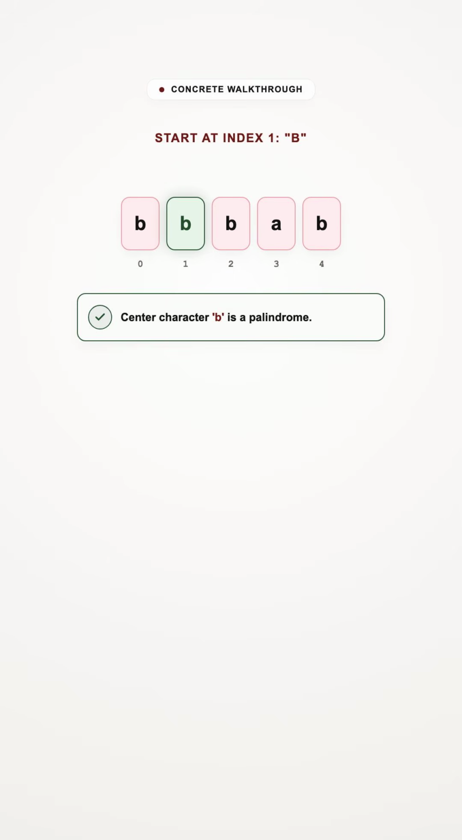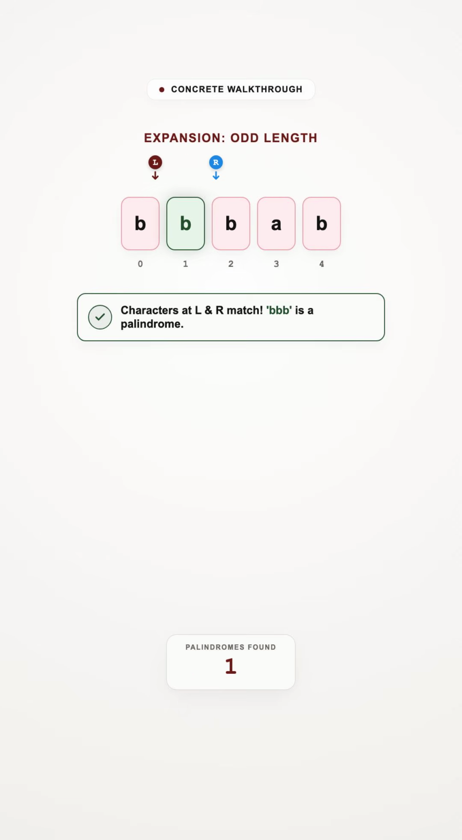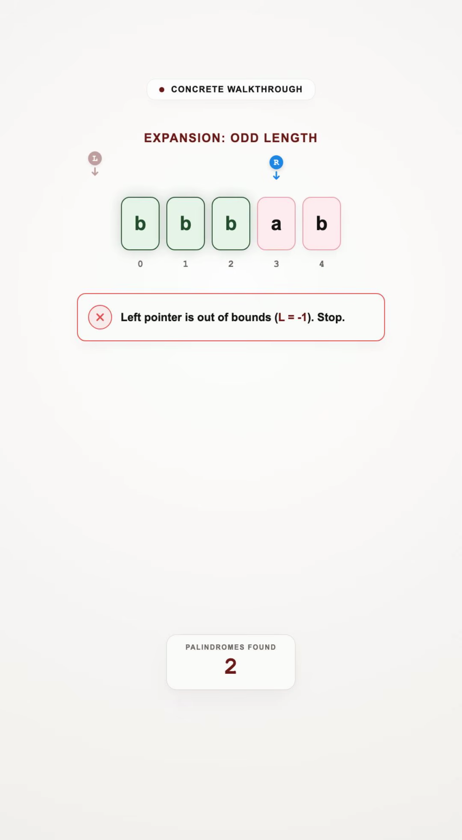Suppose we are processing index 1, the second B. For the odd length case, we start with left equals 1 and right equals 1. The single B is a palindrome, so we count it. Now we expand outward. Left moves to 0 and right moves to 2. The characters still match, giving us BBB. So we count another palindrome. If we try to expand one more time, left moves outside the string, so we stop.